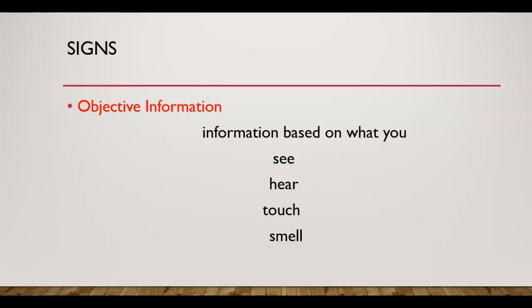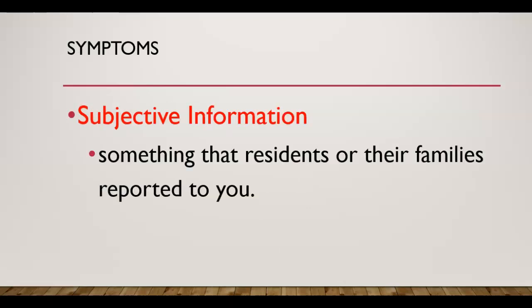We have signs and symptoms. Signs are objective information, which means it's information based on what you can see, hear, touch, or smell. You can see a rash, you can hear a cough, you can touch the skin, feel like it's cool, clammy, warm. You can smell different odors. So those are things that you can see, hear, touch, smell. Symptoms fall under subjective information, which is something that the resident and their families report to you. If they report to you that they're in pain, they feel nauseated, those kind of things, those are subjective information.